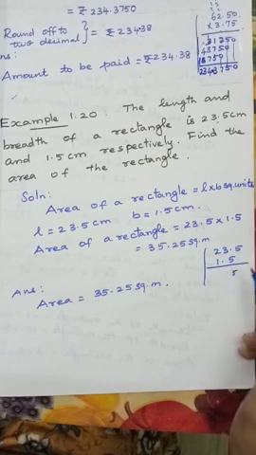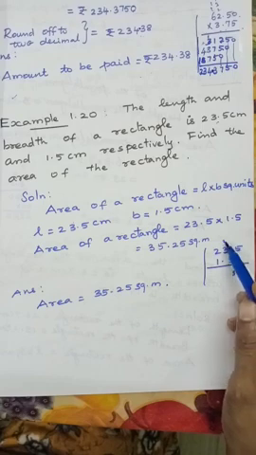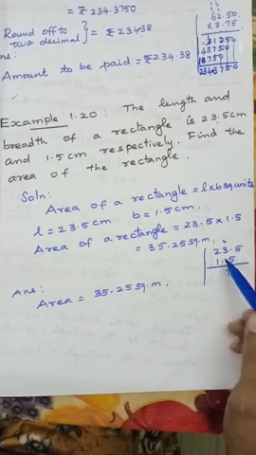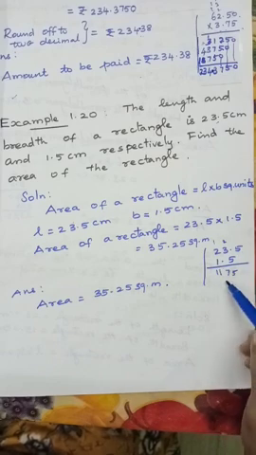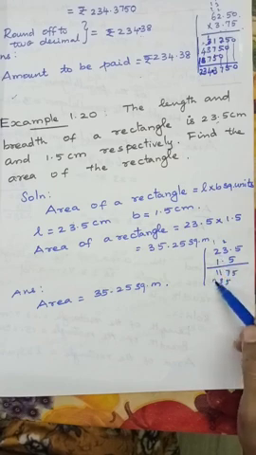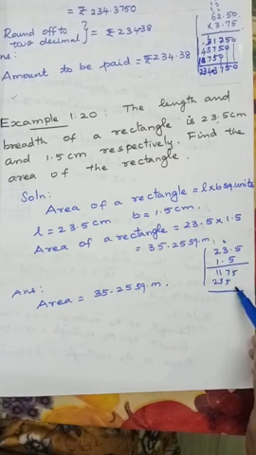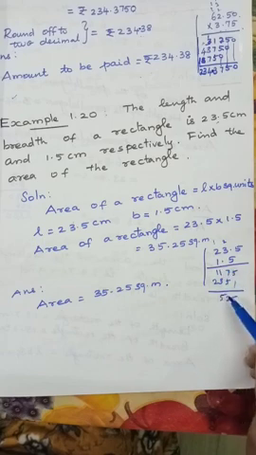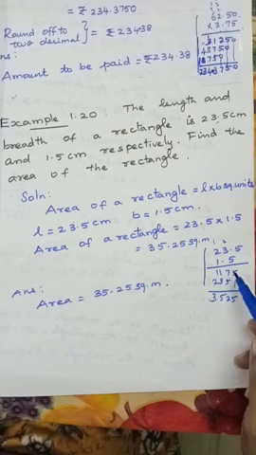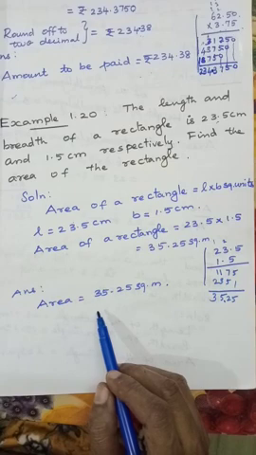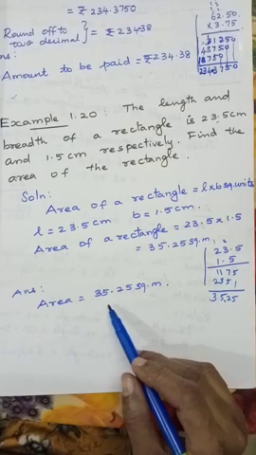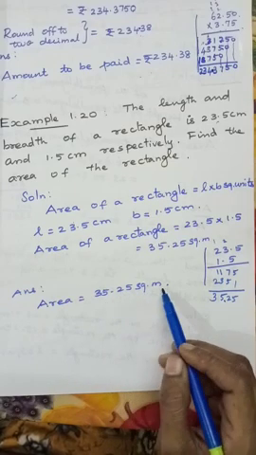5 5s are 25. Remainder 2. 5 3s are 15, 16, 17, 7. Remainder 1. 5 2s are 10 plus 1 is 11. Okay. 5 1s are 5. 3 1s are 3. 2 1s are 2. Now you add 5, 12, 2. Remainder 1. 5, then 3. Okay. After 2 digits you have to keep the point. Now area of a rectangle is equal to 35.25 square meter.